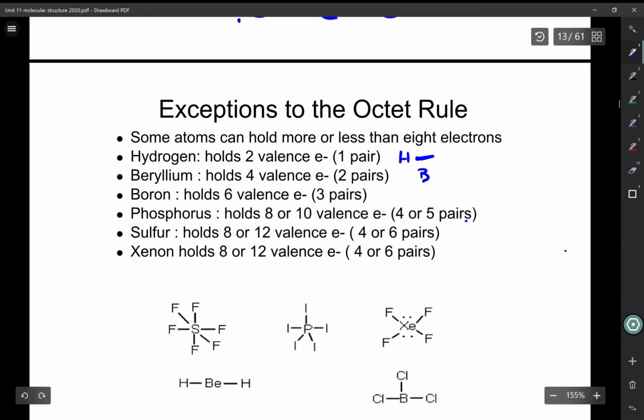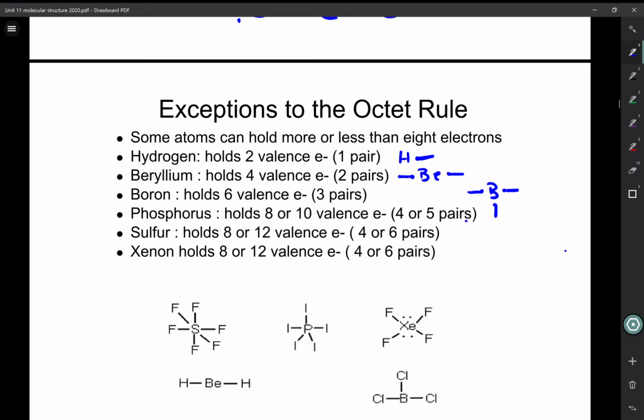Beryllium, if you look at beryllium, it has 2 valence electrons. So it just has 2 bonding sites. So it can only hold up to 4 valence electrons. Boron has 3 valence electrons. So as you see, it only has 3 bonding sites, 1, 2, and 3. So you're going to hold up to 6 electrons.